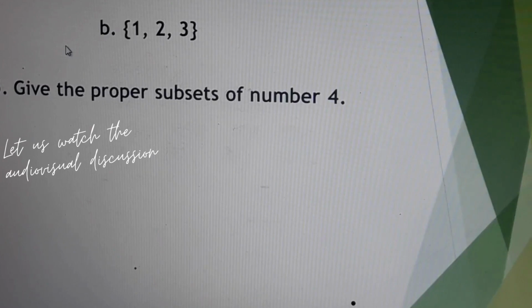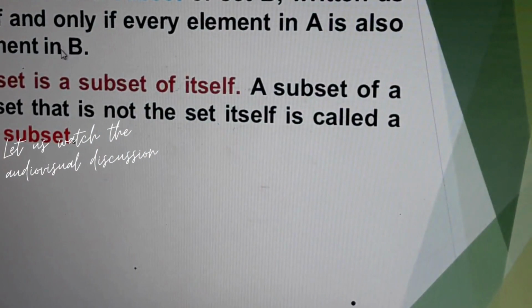For letter B, again based on the formula, that is 2 to the power of the cardinality of set B, which is 3. 2 to the power of 3, 2 multiplied by itself 3 times, is equivalent to 8 subsets. Example number 5: give the proper subsets of number 4. When we say proper subsets, going back to the definition, a subset of a given set that is not the set itself is a proper subset.